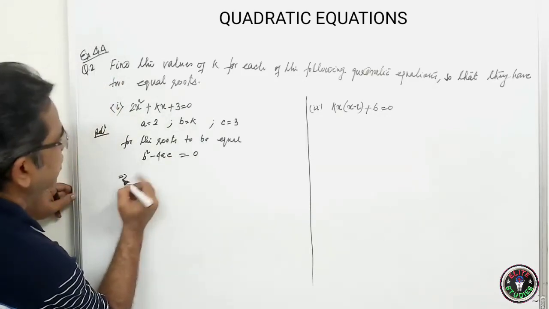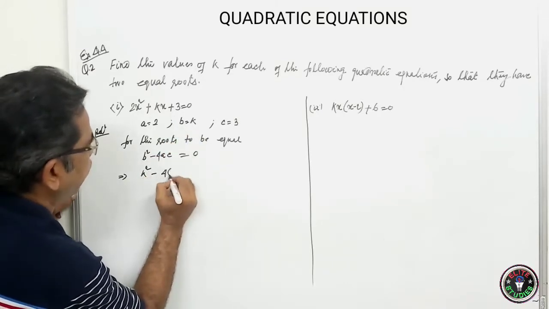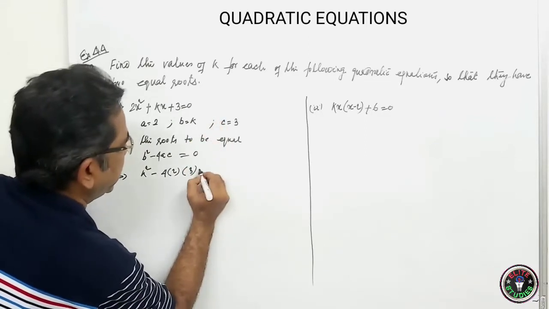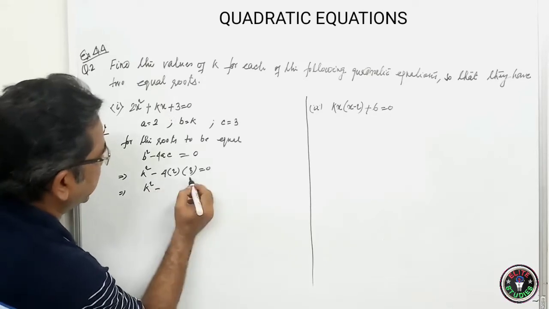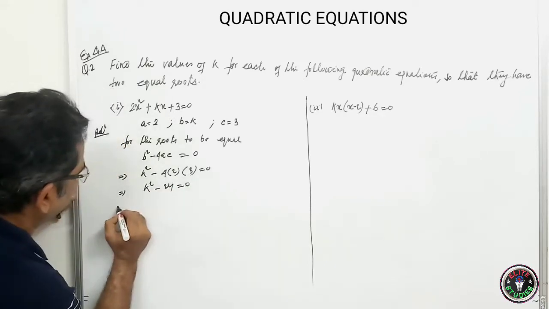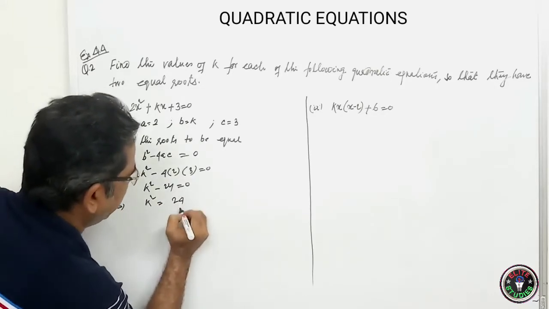So this implies, in place of b you write k square minus 4, a is how much? 2, c is how much? 3, is equal to 0. So how much? It is k square minus 6 4s are 24, is equal to 0. It gives what? k square is equal to 24.